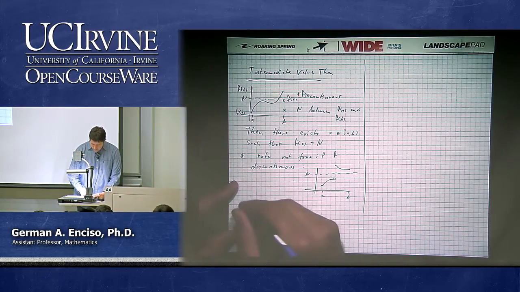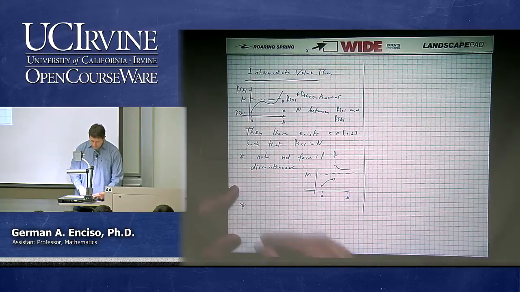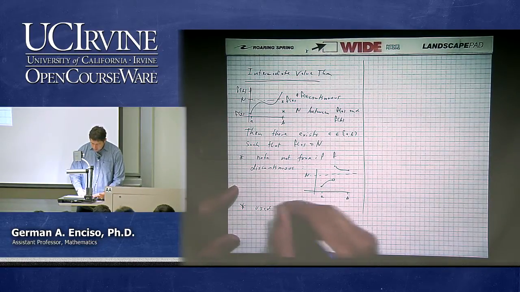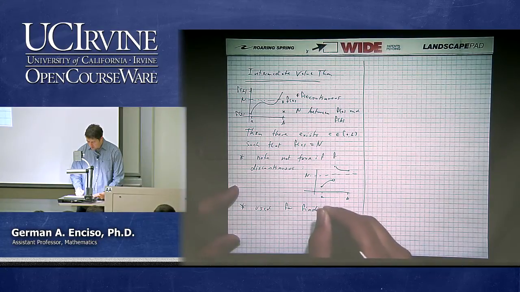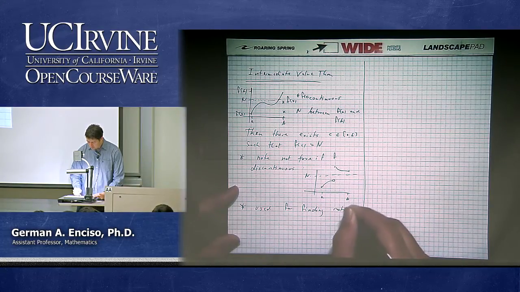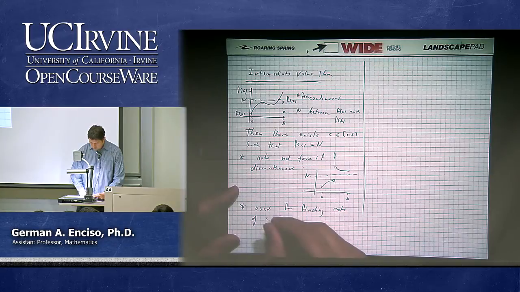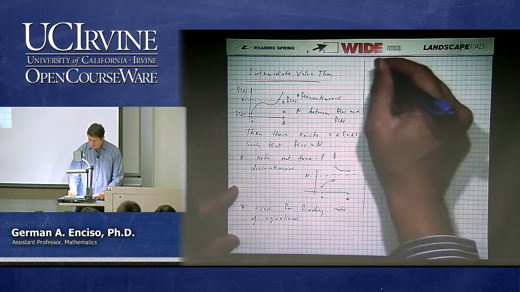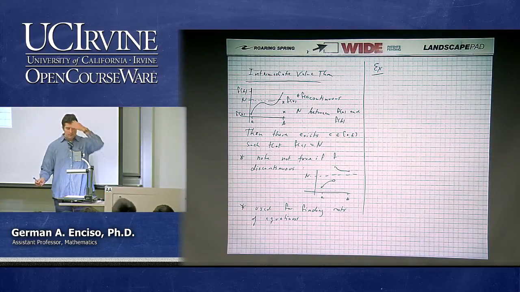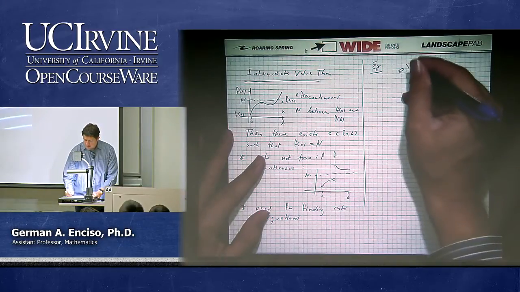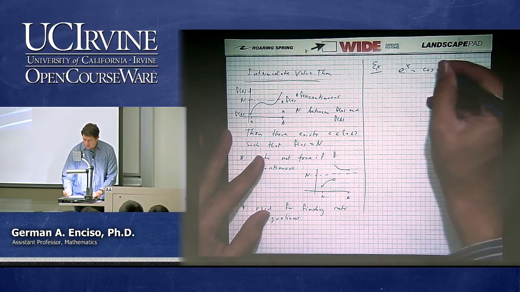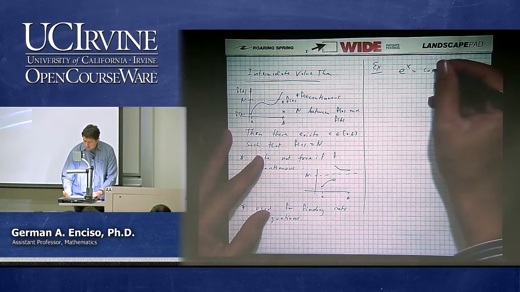So what is this theorem good for? Well, the theorem is used for finding roots of equations. What do I mean by that? Okay, so for example, suppose that I write the equation e to the x equals cosine of x plus 1.